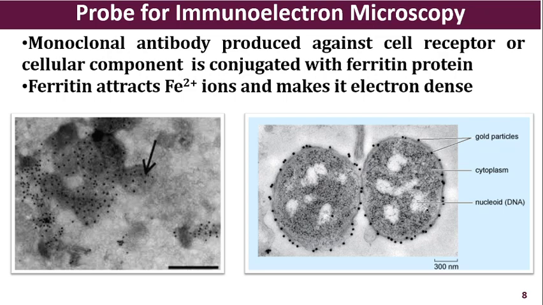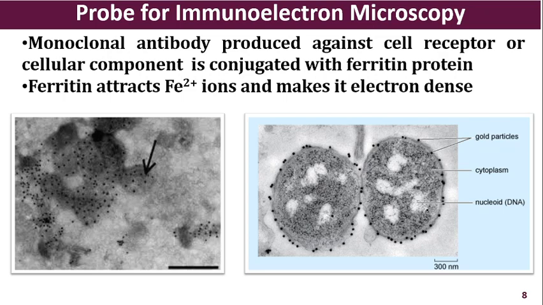So the monoclonal antibody prepared against that antigen is conjugated to ferritin protein. The cell preparation is prepared on a slide, in the sense you perfuse the cell or the tissue, the cancerous tissue, with monoclonal antibody conjugated with ferritin. After some time, you perfuse the tissue with an iron solution, which could be ferrous chloride. The ferritin molecule attracts iron and binds to it.